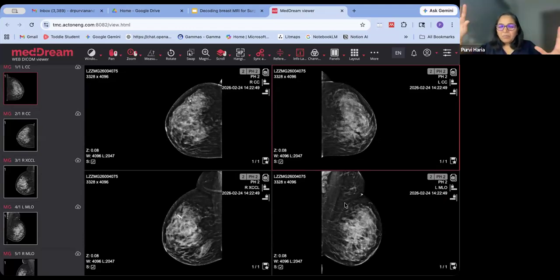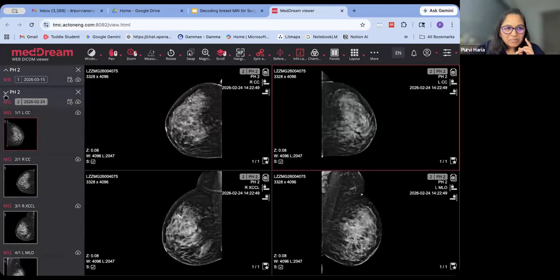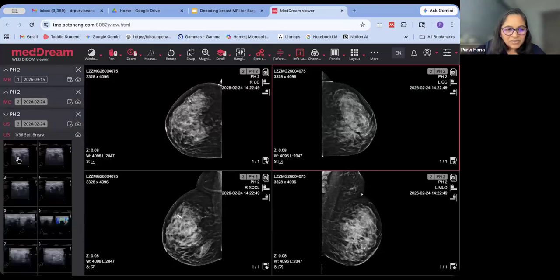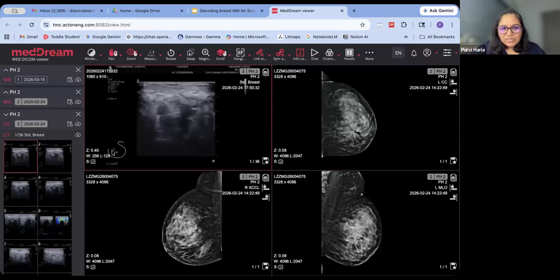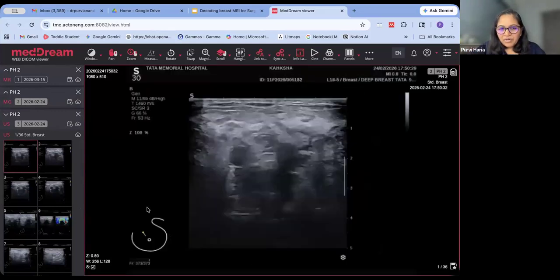This is the mammogram, extremely dense parenchyma, very difficult to identify anything. There was a lesion on the left side, and the palpable concern was on the left side. Once the mammogram was done, we did an ultrasound and we found the lesion here. The lesion was seen in the upper inner quadrant.